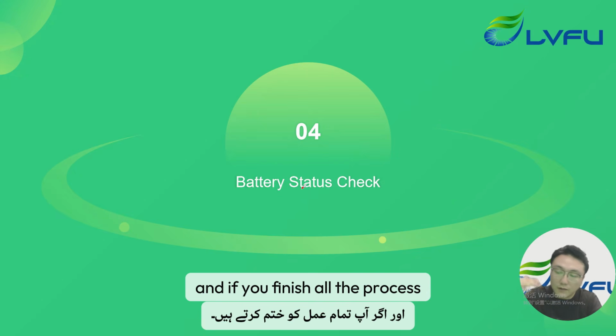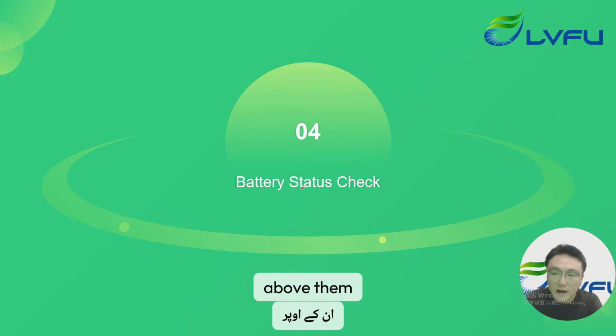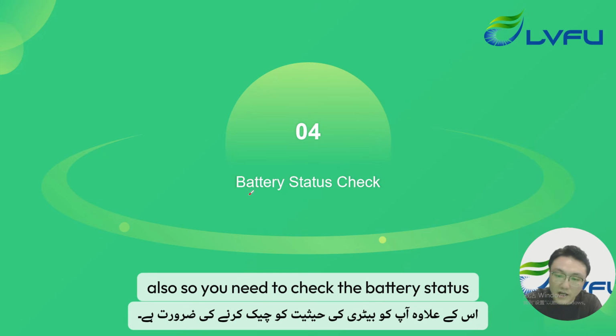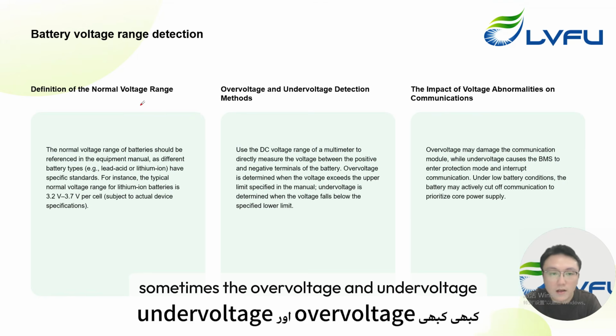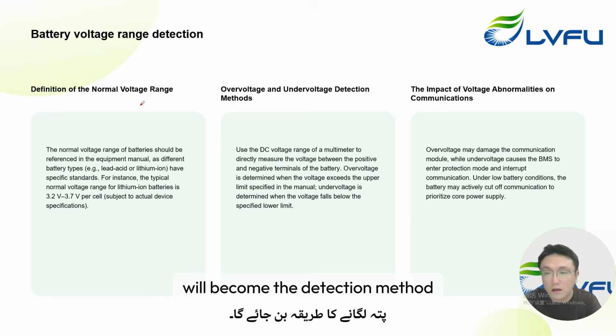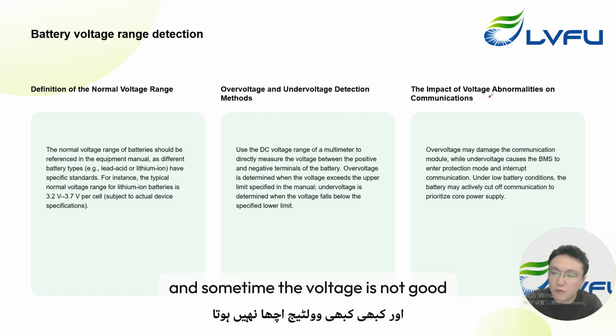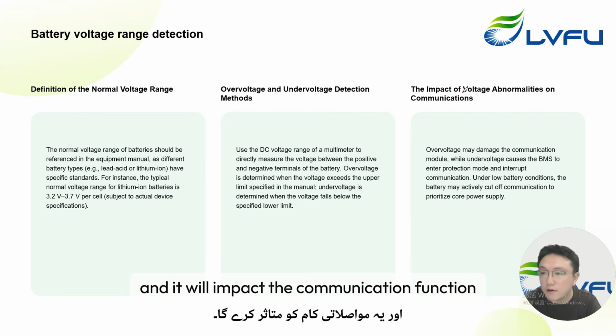And if you finish all the process above, but it still cannot communicate with the inverter, you need to check the battery status. Sometimes the over voltage and under voltage will become the discharging method, and sometimes the voltage is not good and it will impact the communication function.